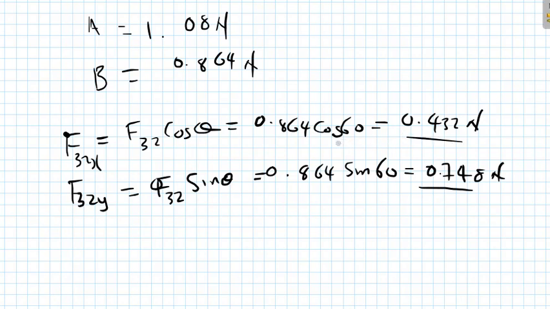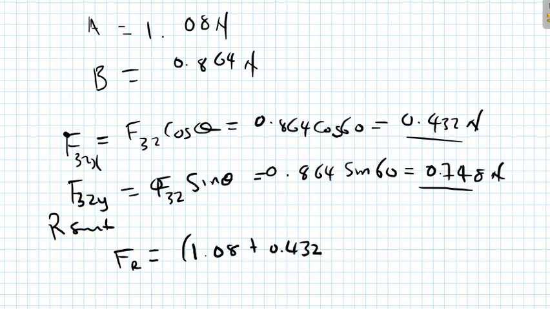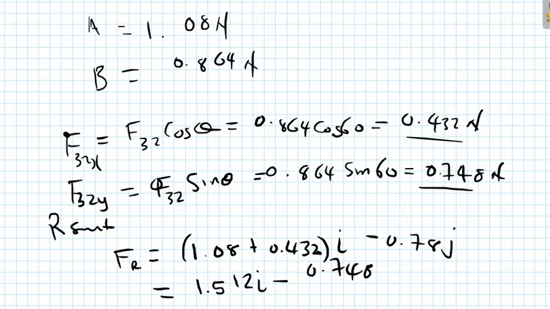So we have our forces there. Then, to find the resultant, F resultant will be equal to 1.08 plus 0.432, this one is I, minus 0.748 J. So to put it in component form, it is 1.512 I minus 0.748 J.